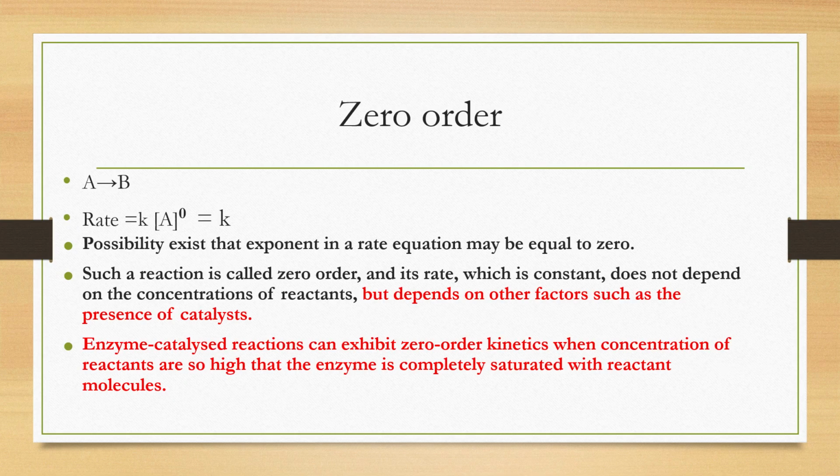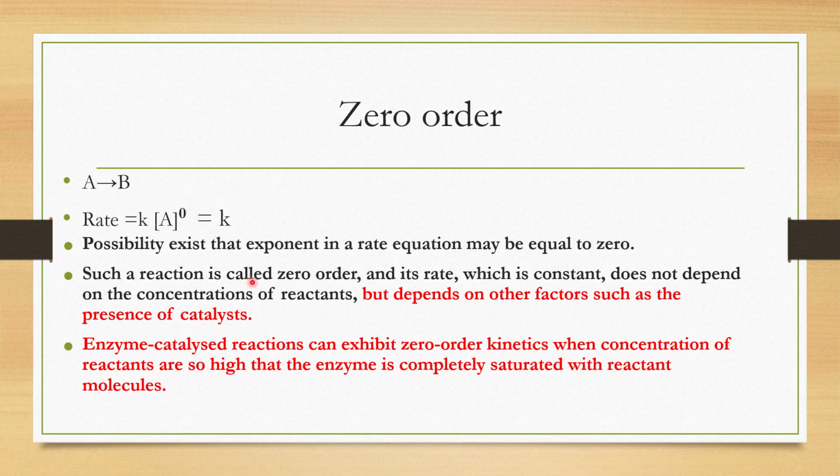Now let's understand what is a zero order reaction. Let's consider a simple reaction where A, your reactant, is being converted to product B. The rate equation for such a reaction will be: rate is equal to k, the rate constant, into concentration of A raised to 0. So rate is equal to k. Here, since the exponent is 0, the order of the reaction is 0.